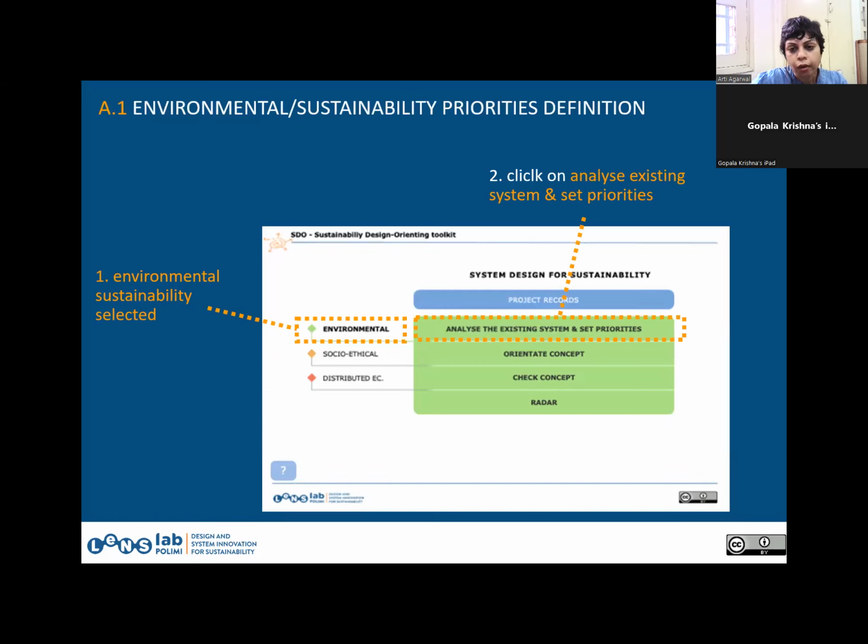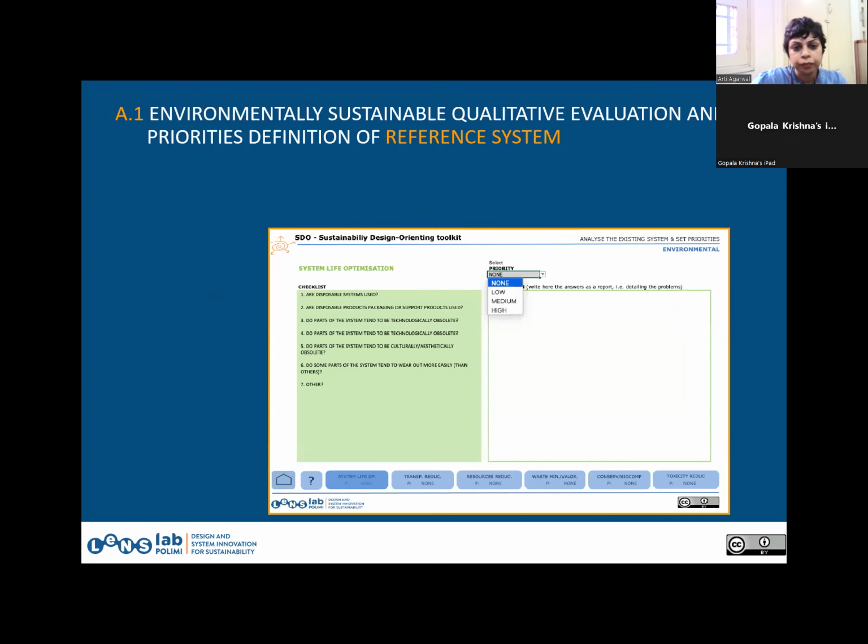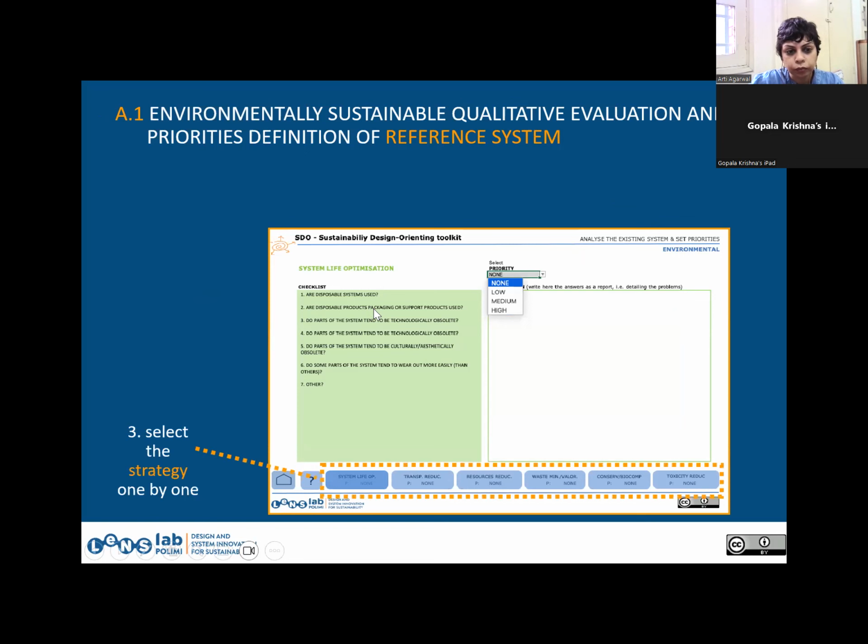And then you go to existing system. You click on this part, analyze the existing system, and it takes you to this particular sheet. In this sheet, you have these questions. Are these disposable systems used? Are the packaging, and so on, is a part of the system technologically obsolete, and so on.